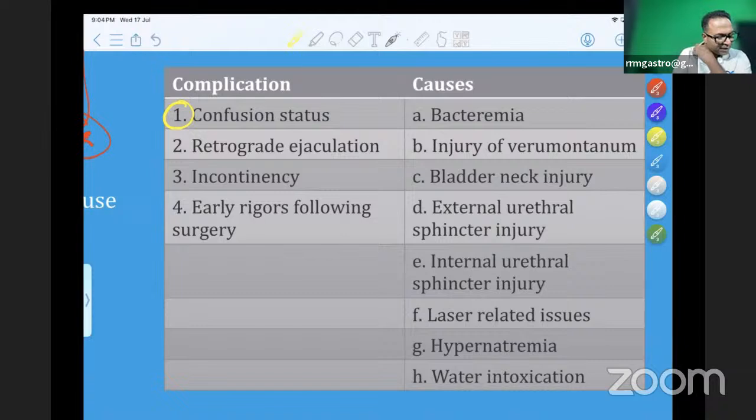PCNL only lepro means? I could not understand your question. PCNL only lepro, I could not.